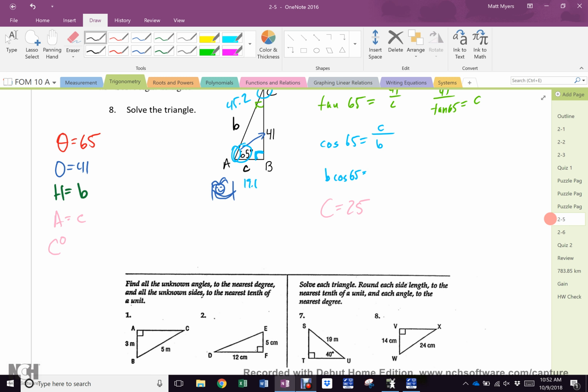And please, please, please notice how much you can do before you have to do any calculations, right? Almost all the work is done before you even touch your calculator. That's why we practice that way today.